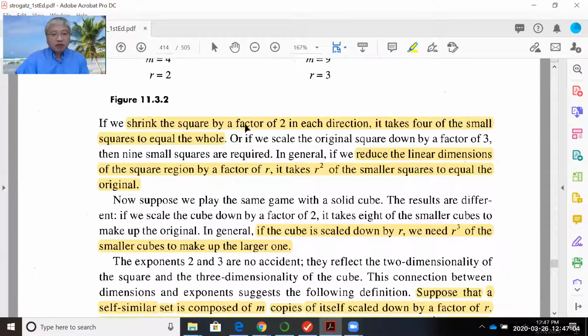So if we shrink by a factor of 2 in each direction, it takes 4 of the small squares. If we shrink by a factor of 3, we get 9.